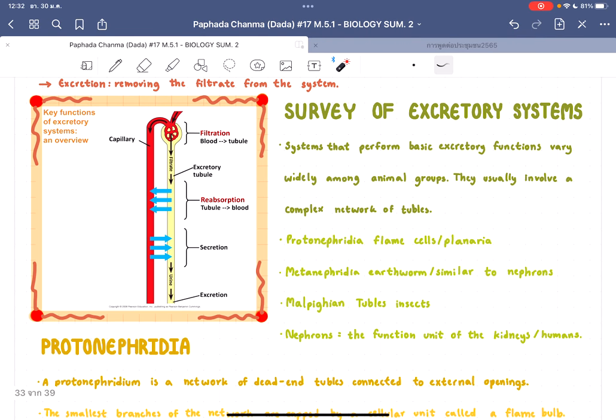Survey of excretory systems. Systems that perform basic excretory functions vary widely among animal groups. They usually involve a complex network of tubules: protonephridia in flatworms like planaria, with flame cells; metanephridia in earthworms, which are similar to nephrons; and Malpighian tubules in insects. Nephrons are the functional units of the kidney in humans.